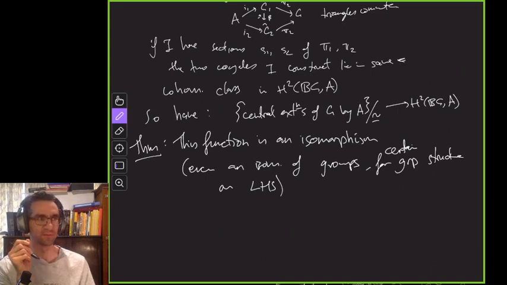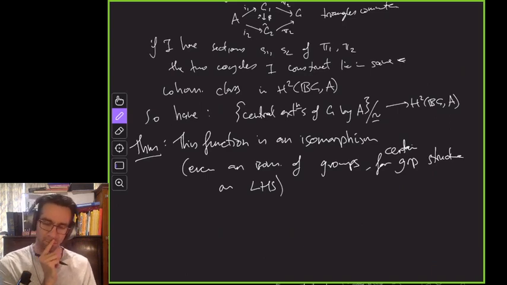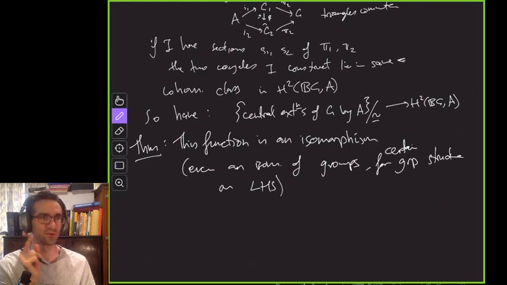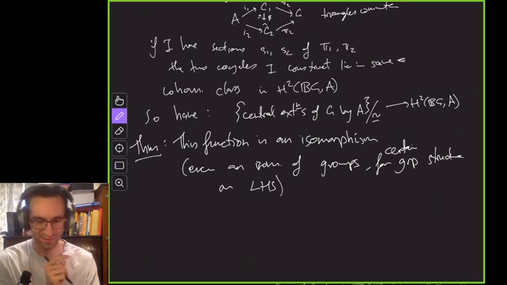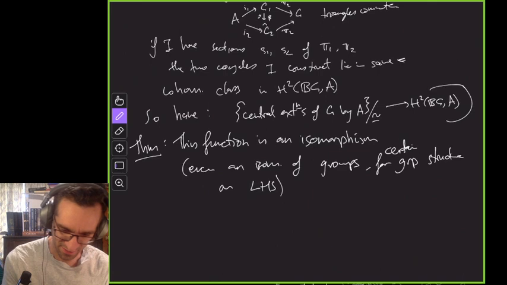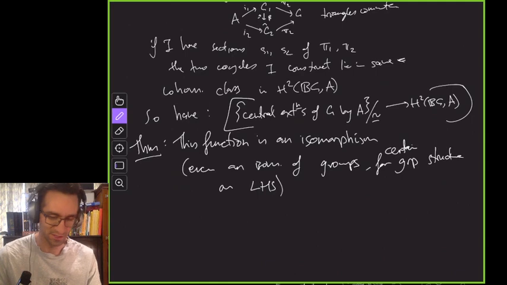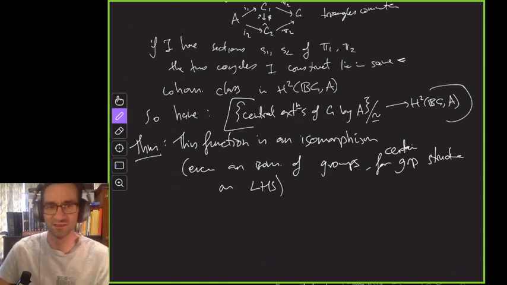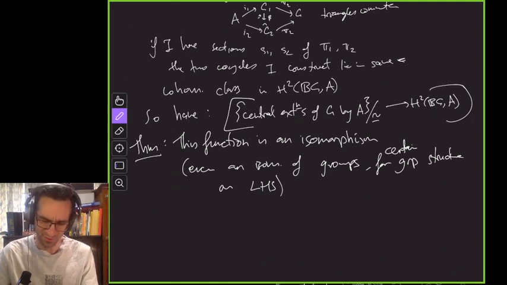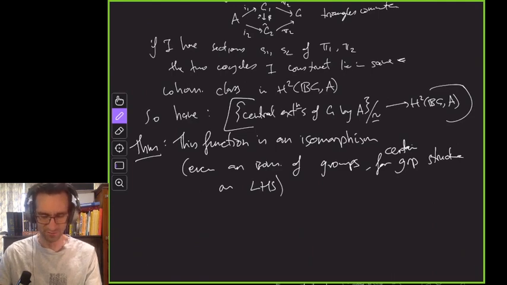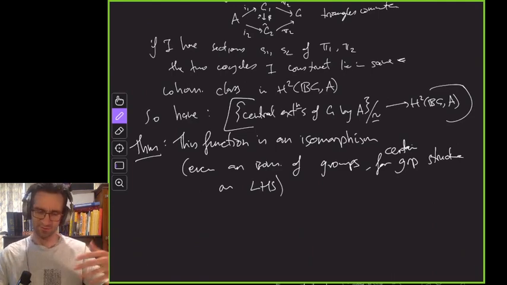At the moment, all we've got is a map. Possibly we've shown it's injective. I'm not entirely sure. No, we haven't. We haven't shown anything about this map. All we've done is show that there is a well-defined map here. And the theorem is that this map is an isomorphism. So at the moment, it's kind of like a map of sets because I haven't put any structure on the left-hand side. The right-hand side is a group where you add cocycles pointwise.